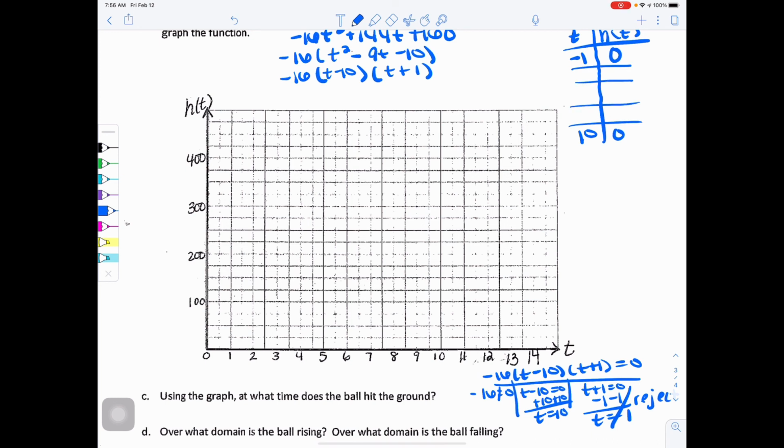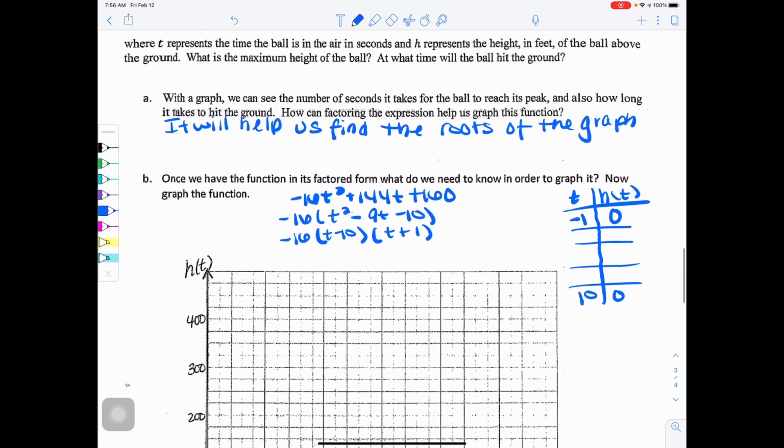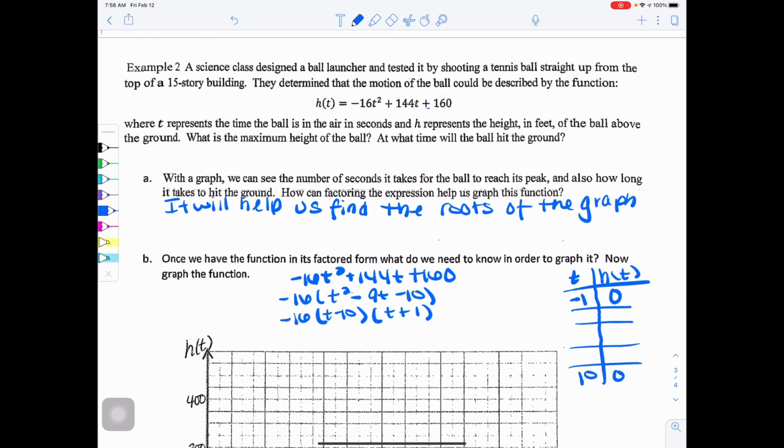So now we just want to fill in the other pieces that we will do gradually here. We need to find the y-intercept, which we can find from the problem. When I look at the equation, the number at the end is the height of the ball. We know that because if I were to plug in t equals 0, negative 16t squared and 144t would all wipe out, and we'd have that h of 0 equals 160. So the next point that I definitely know is 0, 160.